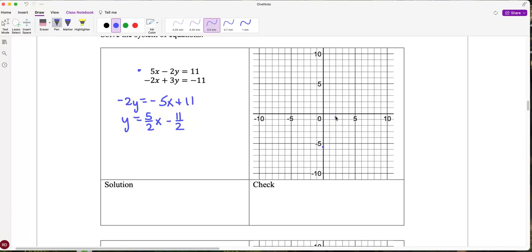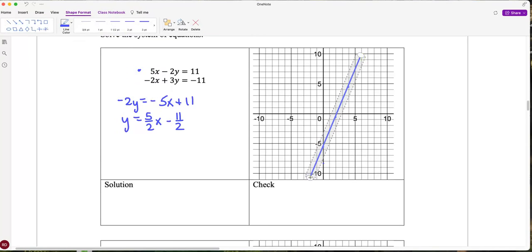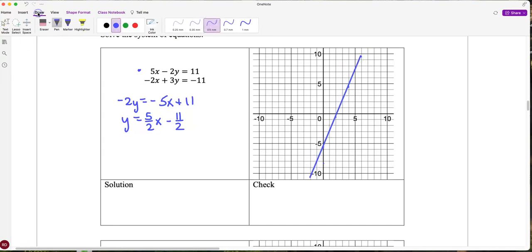And then 1, 2, 3, 4, 5 over 2. I've got some estimation going on here because I'm not exactly landing on a grid line. So all the more reason to try to be as accurate as you can. And try to get that as accurate as I can. There we go.